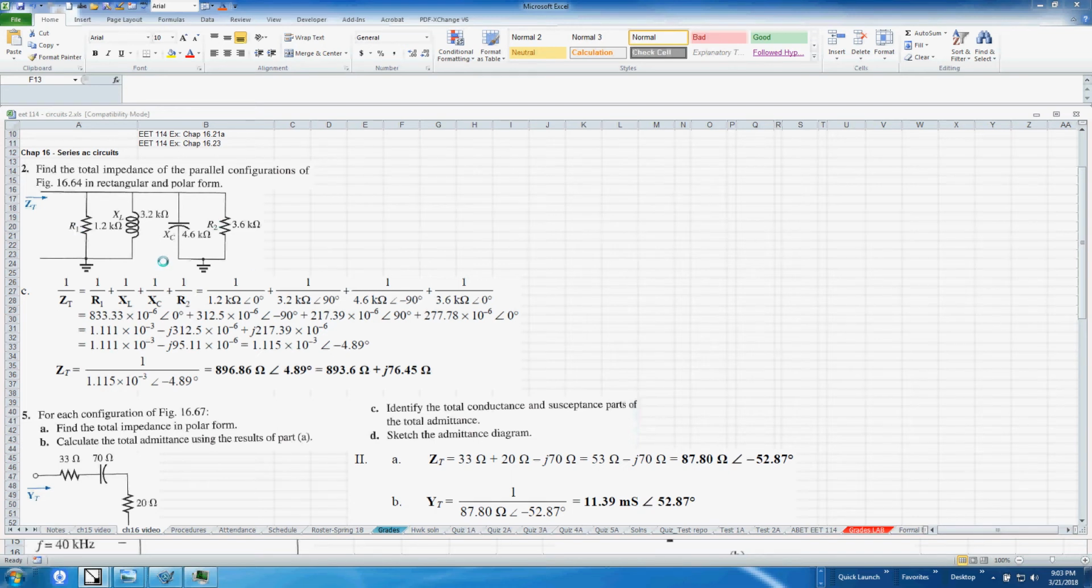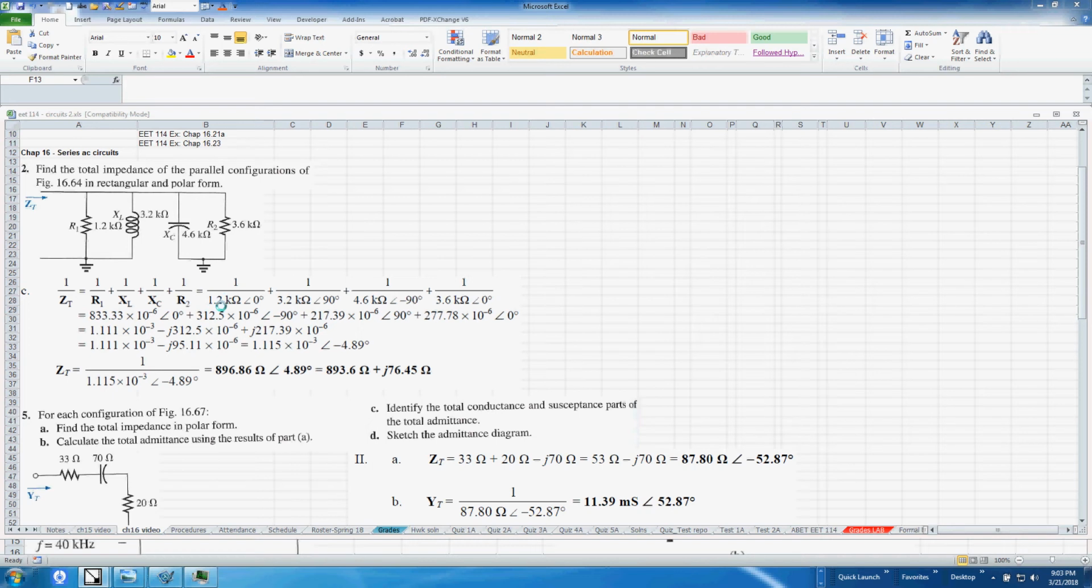So with the resistors, there's a phase angle of 0. You just do 1 over the 1.2K and then 1 over 1.6K. With the inductor, it's 1 over 3.2K given with a phase angle of 90. That's the inductance. And then 1 over 4.6K with an angle of negative 90 because it's capacitance. It's the capacitive reactance. So you calculate the magnitude.